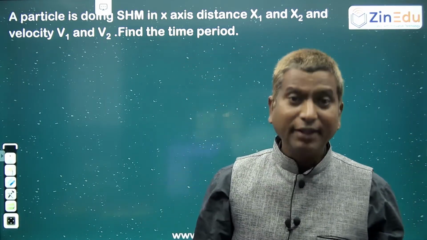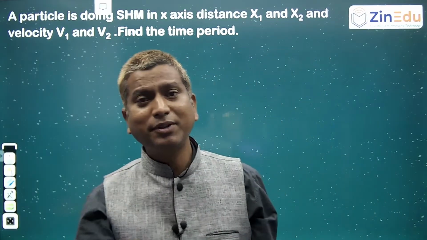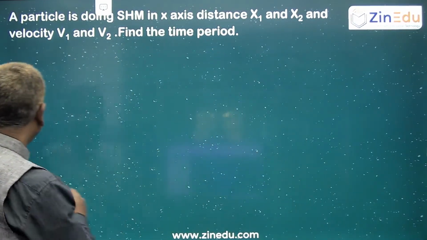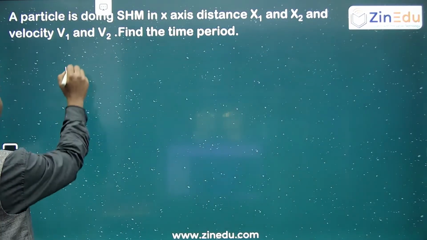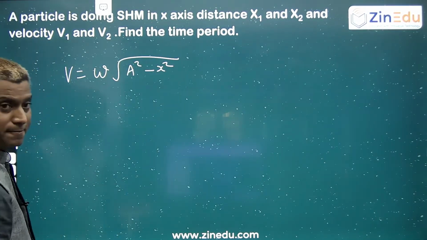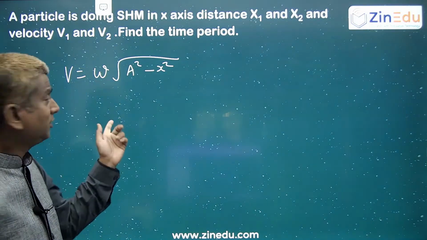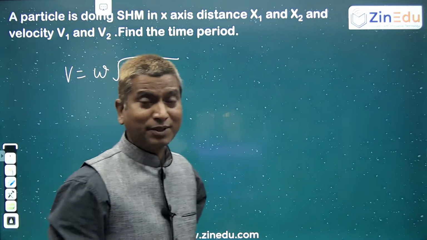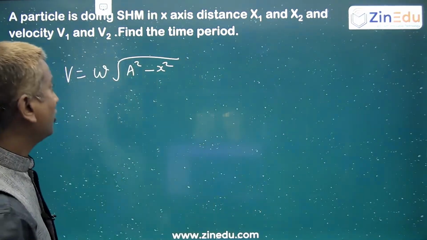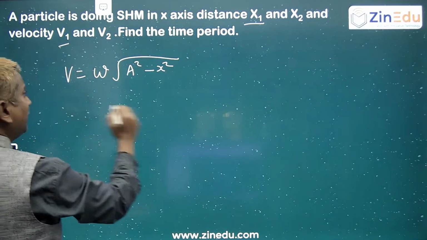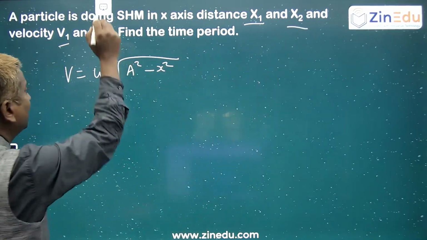See, in simple harmonic motion, we know the relation between the velocity of the particle at any particular distance and its distance. So what is that relation? It is v is equal to omega into under root of a square minus x square. Correct? Where omega is the angular frequency, a is the amplitude, and x is the displacement of the particle from the mean position. Now here it is given that when it is at a distance of x1 from the mean position, the velocity is v1, and at x2 from the mean position, the velocity is v2.